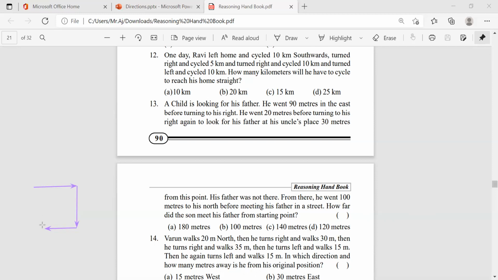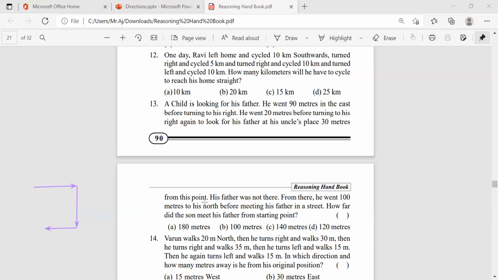Before turning to his right again, he went 20 meters. He went 90 meters in the east before turning to his right. Right. Then 20 before turning to his right again to look for his father at his uncle's place, 30 meters.